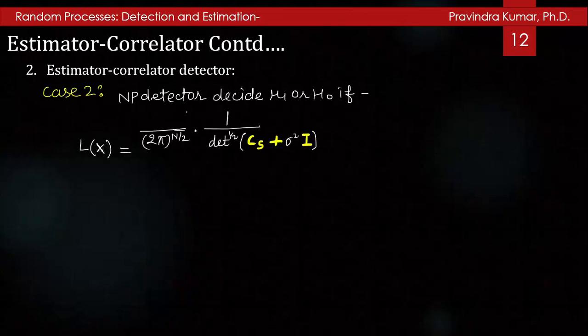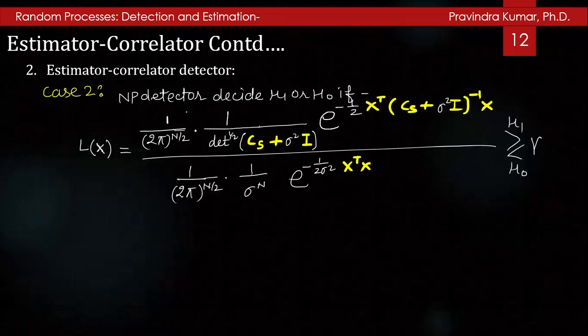If the likelihood ratio L(x) is 1 by (2 pi) to the power N by 2, into 1 by the square root of the determinant of Cs plus sigma square I, into e to the power minus 1 by 2 x transpose into the inverse of the matrix Cs plus sigma square I into x, divided by the PDF under hypothesis H naught, which is 1 by (2 pi) to the power N by 2 into 1 by sigma to the power N into e to the power minus 1 by 2 sigma square x transpose x, then it decides H1 or H naught depending on whether it is greater or less than the threshold value gamma.